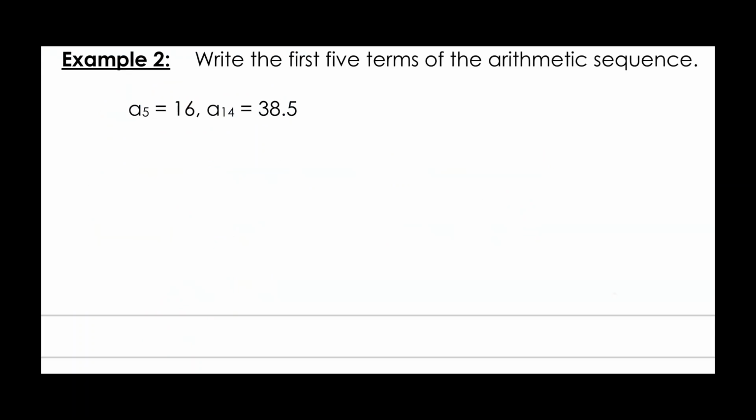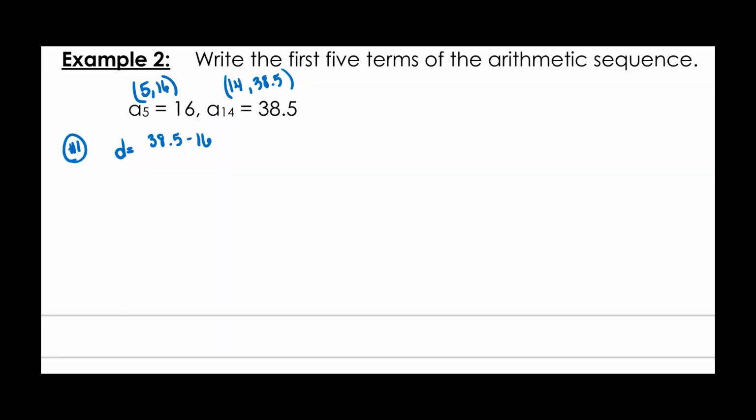Looking at example 2, we're asked to write the first 5 terms of the arithmetic sequence, and notice that they're providing 2 of the terms to us. Okay, well, we're going to work basically just like what we did on the last one. The first thing we need to do is find the common difference. Again, notice that if you were to revise the given information into ordered pairs, we would have 5 and 16 and 14 and 38.5, and then we can go ahead and do the slope.